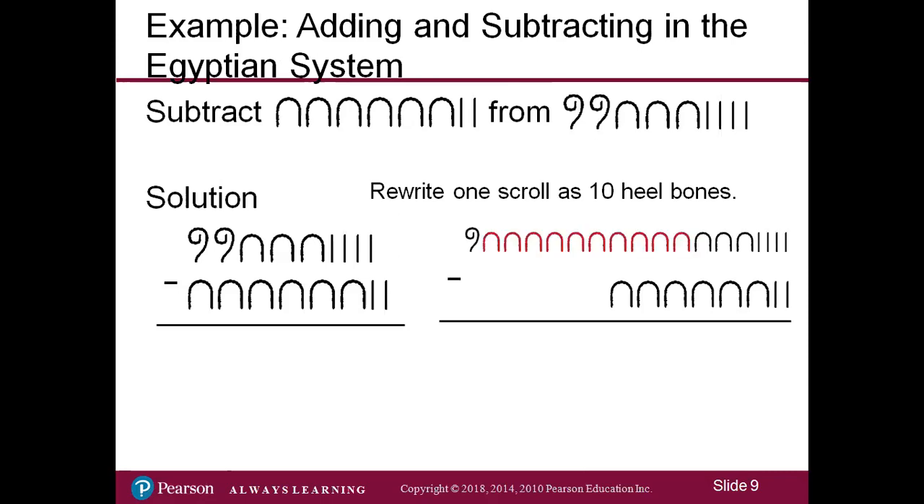And again, we do this in our base 10 system. This is called borrowing, right? We borrow a unit from next door and convert it into what we need. So here we have changed one of the scrolls into 10 heel bones. We've borrowed a scroll and turned it into heel bones. And now symbolically, we can just take away a heel bone for heel bone and a stroke for a stroke. So now once we've removed these symbols, we're left with one scroll, 7 heel bones, and 2 strokes.